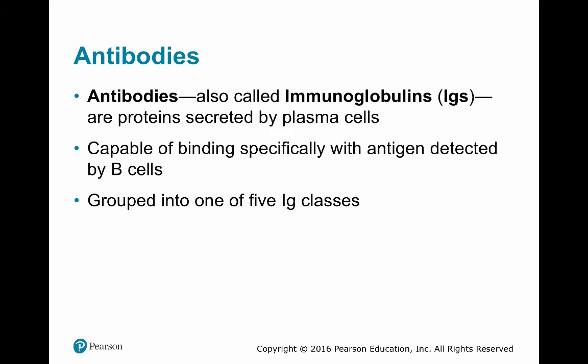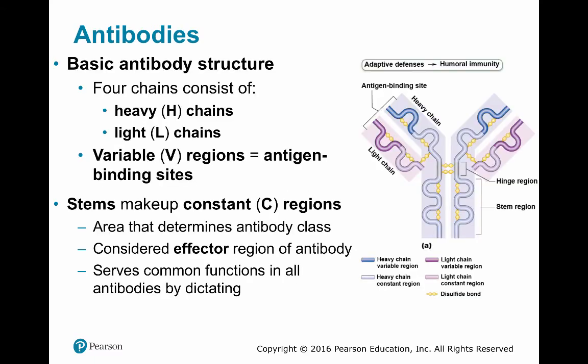So antibodies are also known as immunoglobulins. And so we've been talking about how our body makes antibodies, and it's like, what are they? Well, they're proteins secreted by the plasma cells. And they're capable of binding specifically with antigens detected by B cells. They are grouped into 5 different Ig classes, with Ig coming from immunoglobulins. And so this is what an antibody kind of looks like. You can see the proteins there.